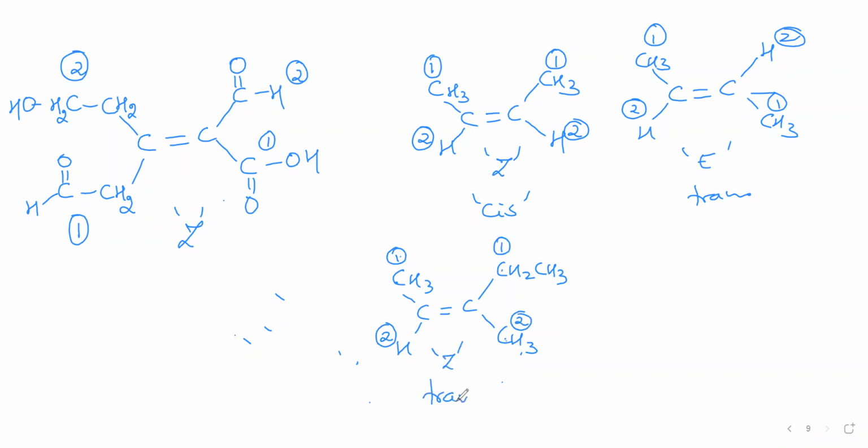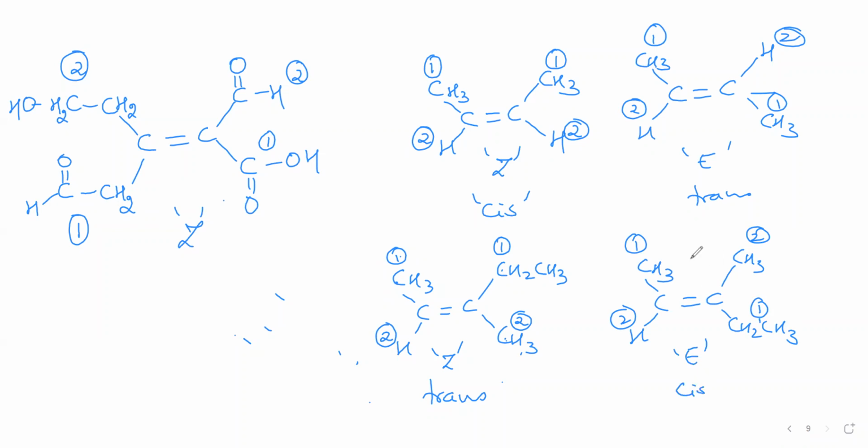But can I also write it as trans? Why trans? Because the two methyl groups lie on the opposite side of the double bond. So trans configuration. So remember, Z is not always cis. Z can also be trans. Similarly, E is not always trans. It can be cis also. Like if I write the E configuration of this, higher priority, lower priority, this is higher priority, lower priority. This is the E configuration. But I can also write it as cis because two methyl groups lie on the same side.